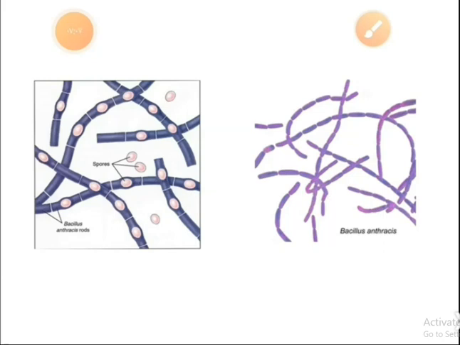They are gram-positive, spore-forming. The non-pathogenic species are motile, while the pathogenic species are non-motile. Only Bacillus anthracis is not motile, while the other species are motile.